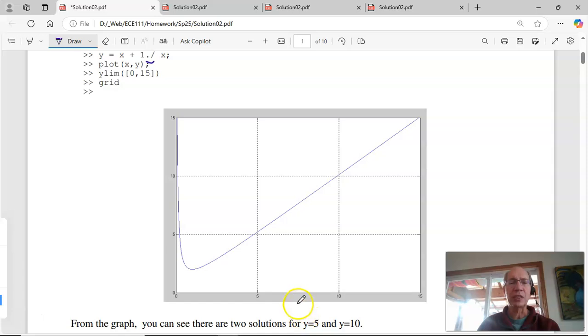So this is what it looks like. Here's x, here's y. When y equals 5, I have two solutions. When y equals 10, I also have two solutions. So that's a graphical way to find it. And this homework set is to find the solution using numerical techniques.